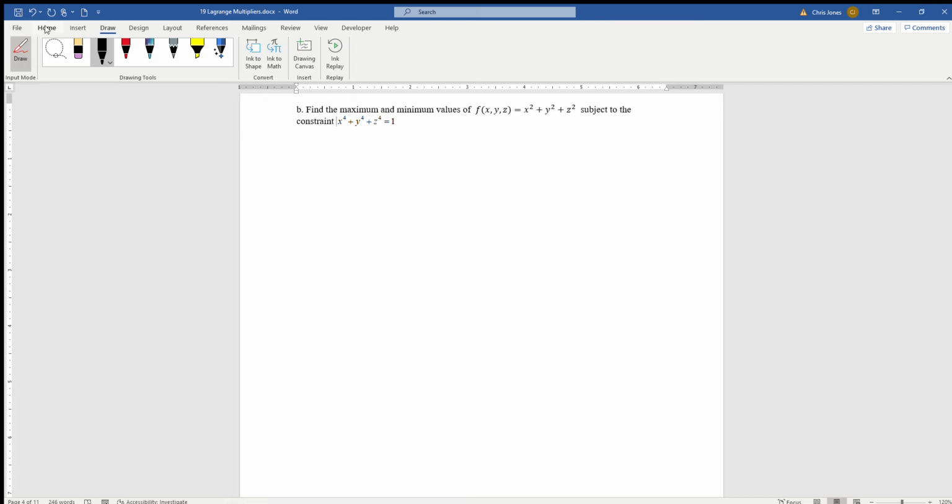So now we're going to go through and try to find the maximum values in a three-dimensional sort of function. And we haven't looked at necessarily one of these yet. So we have our f(x,y,z) equal to x squared plus y squared plus z squared, and we have the constraint x⁴ + y⁴ + z⁴ = 1. All right, now we're going to use Lagrange multipliers.